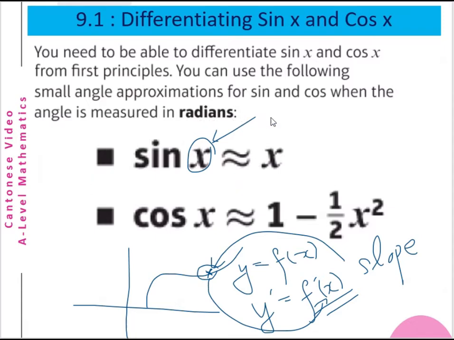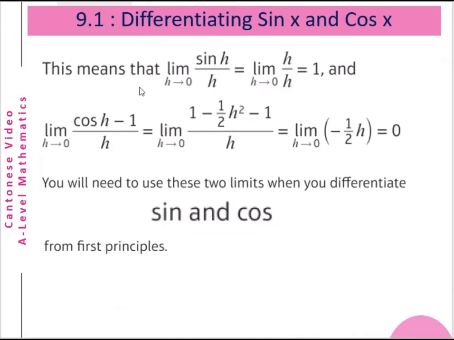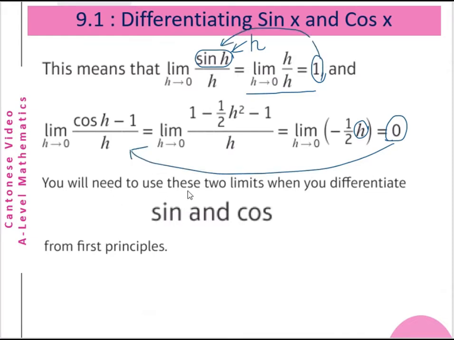If the radian is very, very small, sine x is approximately x, and cosine x is approximately 1 minus half x squared. This means that the limit as h tends to 0 of sine h over h is equal to the limit of h over h, which is equal to 1, because sine h is approximately h when the radian is very small. So we got the limit as h tends to 0 of sine h over h is equal to 1. And the limit as h tends to 0 of cosine h minus 1 over h is equal to the limit of 1 minus half h squared minus 1 over h, which is the limit of minus half h. And as h tends to 0, the value will be 0. This one is 0, and this one is 1. You will need to use these two limits when you differentiate sine and cosine x from the first principle.